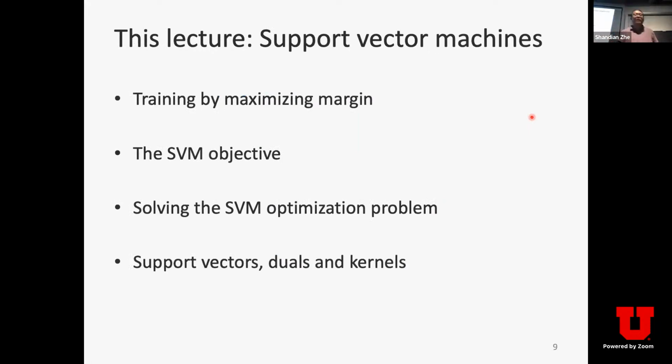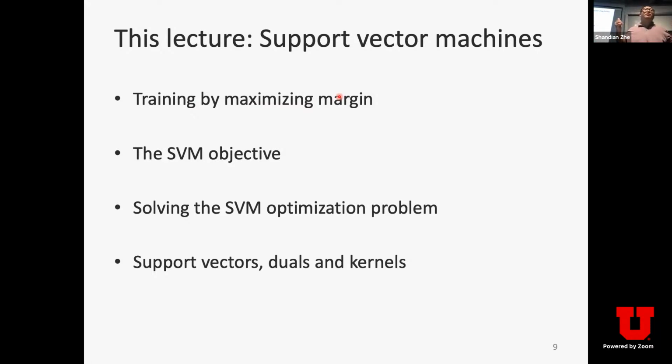For support vector machines, first we're going to talk about the training principle. You'll see that we're going to choose the so-called margin maximization principle. Previously we had an intuition explaining why we should pick a linear classifier with a margin as large as possible: it minimizes the risk of misclassification.